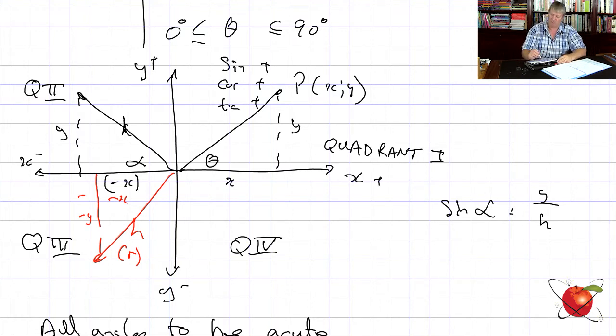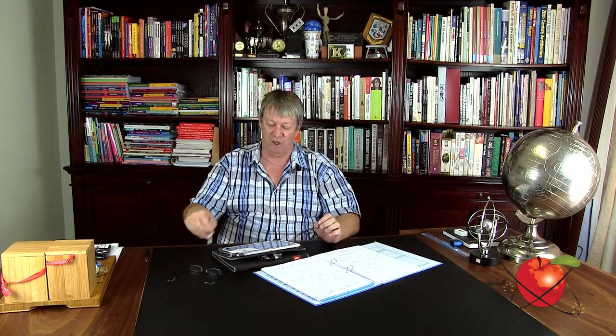Because in this quadrant over here, let's have a look, sine is y over h. It's positive. Cos in this quadrant is negative. Tan in this quadrant, opposite over adjacent, is negative. And as we go around, we find that in each quadrant, if there's an angle in that quadrant, the trig functions can be positive or negative. They're going to change. Okay?